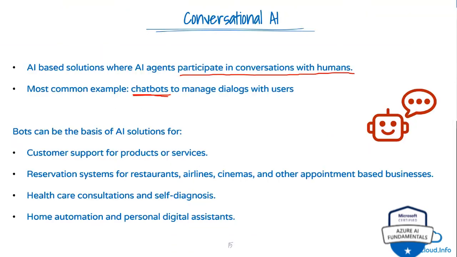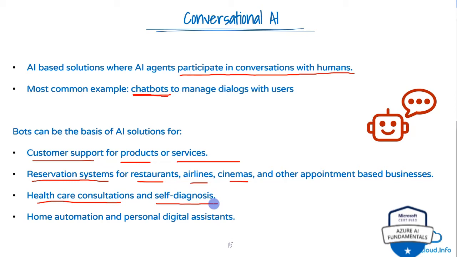So these chatbots can be used for customer support, to provide some kind of inquiries for a product or any kind of service. We can use it for a reservation system, maybe for a restaurant, airlines, cinemas, or we can also use it for any other kind of appointment based businesses. We can use it for healthcare consultations and self-diagnosis. So for example, in a healthcare chatbot, you can mention your symptoms, and then the chatbot can tell you what possible disease it may be.